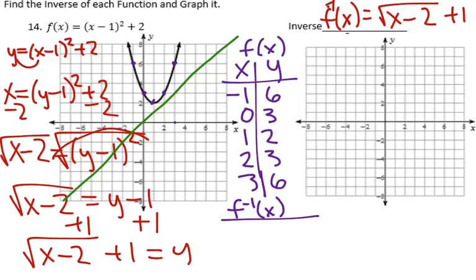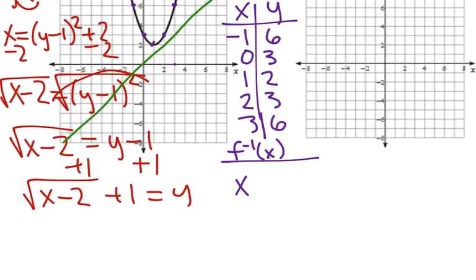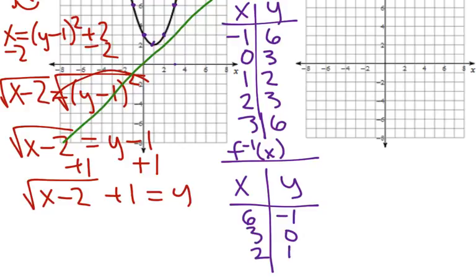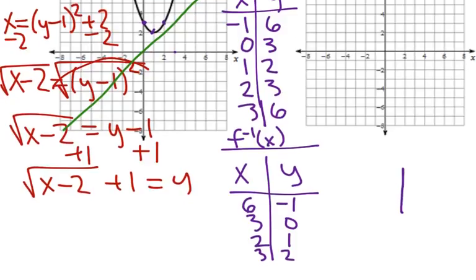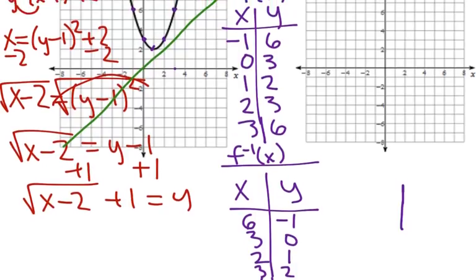Okay? So if that's our function, then for our inverse, we just flip it, right? So for this one, let's give us some more room. Keep that x, keep that y, but we swap them. So now x is 6 and y is negative 1. 3 and 0. 2 and 1. 3 and 2. And 6 and 3. Ran out of space, didn't I?